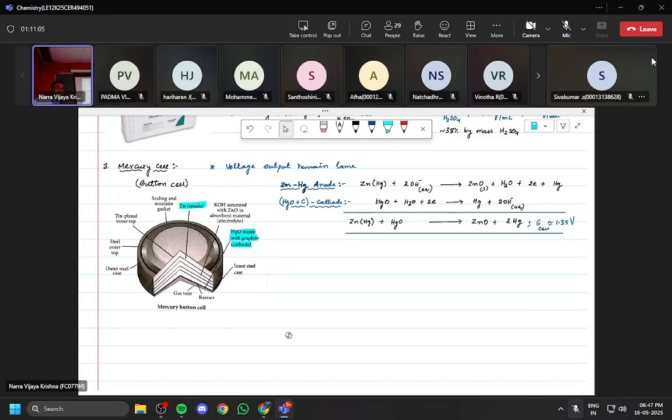Want to check your target booklets? Different types of cells they have mentioned. Nickel cadmium cell. Okay, next cell, sir. Fourth type, nickel cadmium cell. Nickel cadmium batteries are rechargeable batteries.